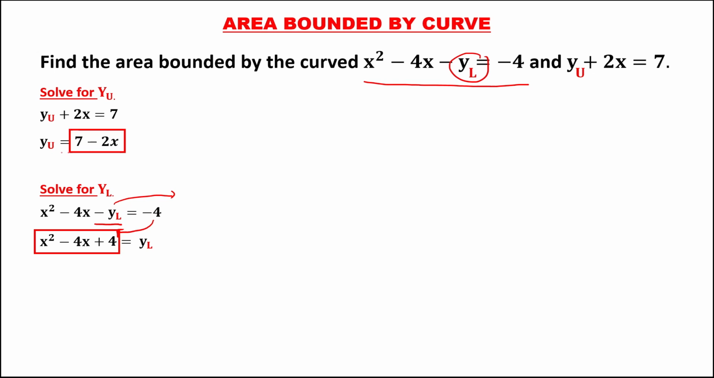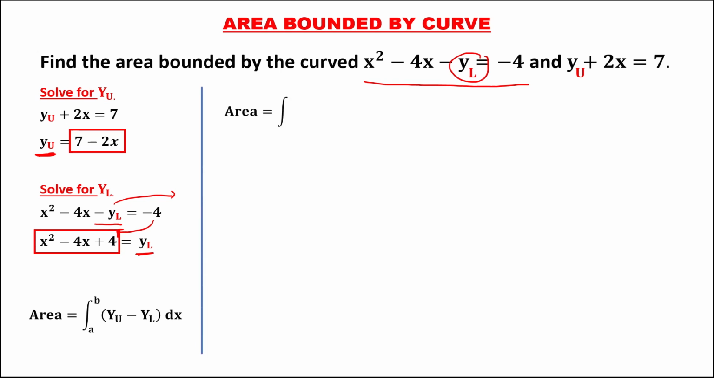Since we now have the values for the upper y and the lower y, substitute them into this formula. So we have the integral to find the area: the upper y, which is 7 minus 2x, then minus the lower y, which is x squared minus 4x plus 4. Don't forget to put it inside the parentheses.